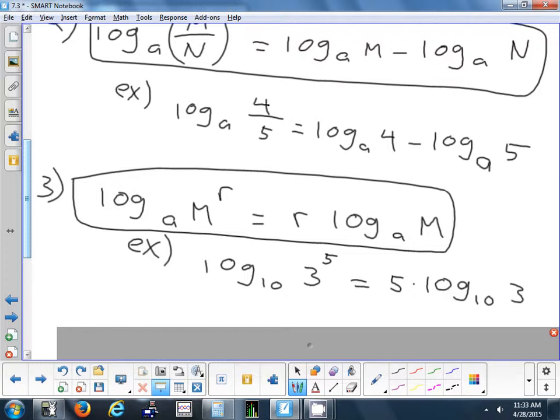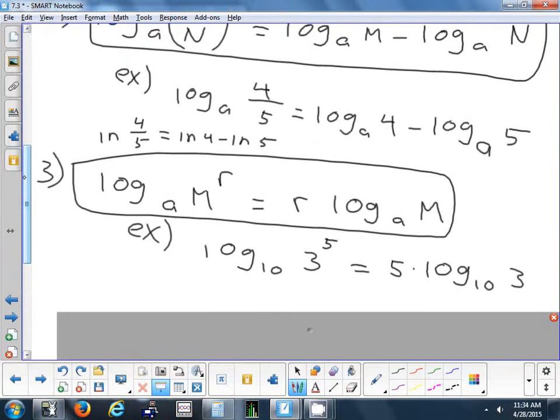Now, I wrote every one of these with the word log. You can also do them with ln. Nothing changes. Everywhere you see the word log on this page, you can write in ln instead. Remember, ln is just a log that has a base of e. That's the only difference. All right? So like if you had ln of 4/5, you could absolutely just write ln of 4 minus ln of 5. Just like we did log 4 minus log 5. Exactly same rules. Okay, any question about that? We could take that exponent and put it in front.